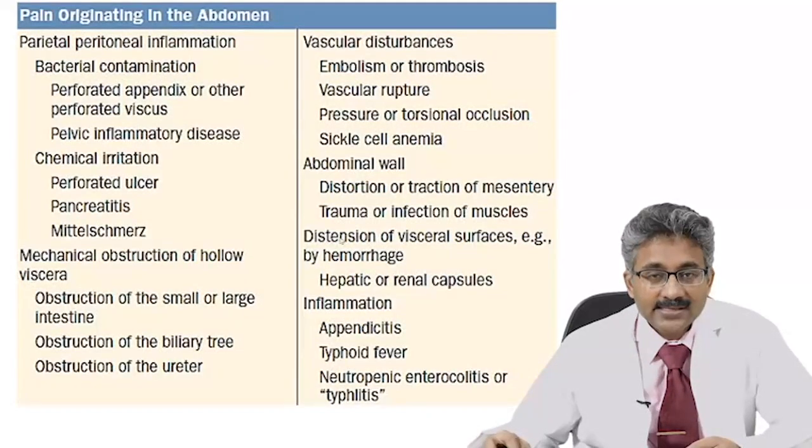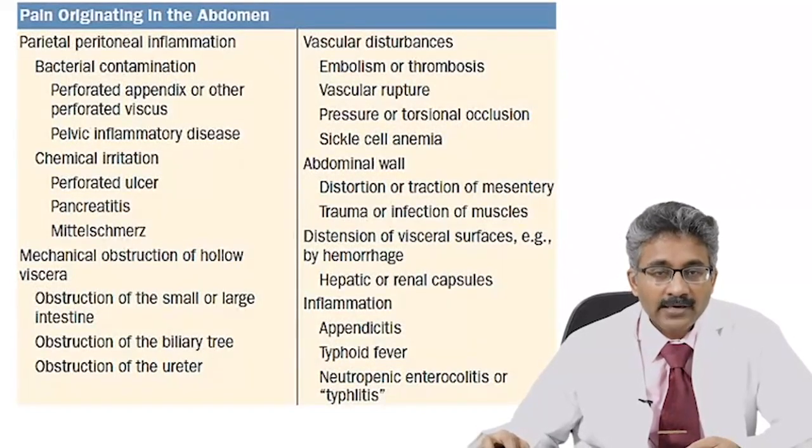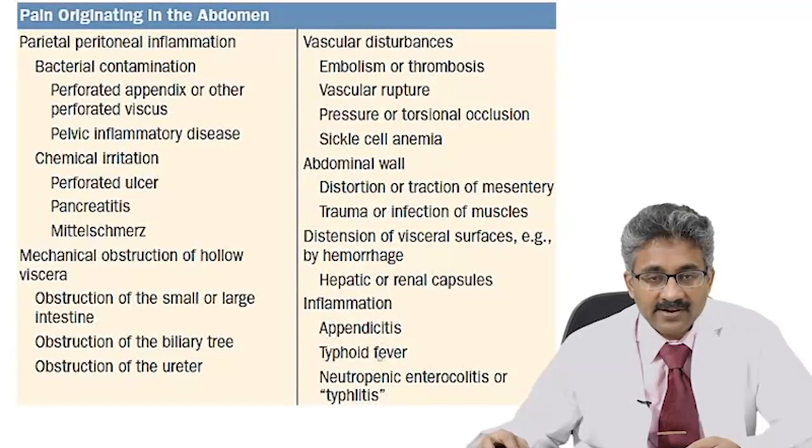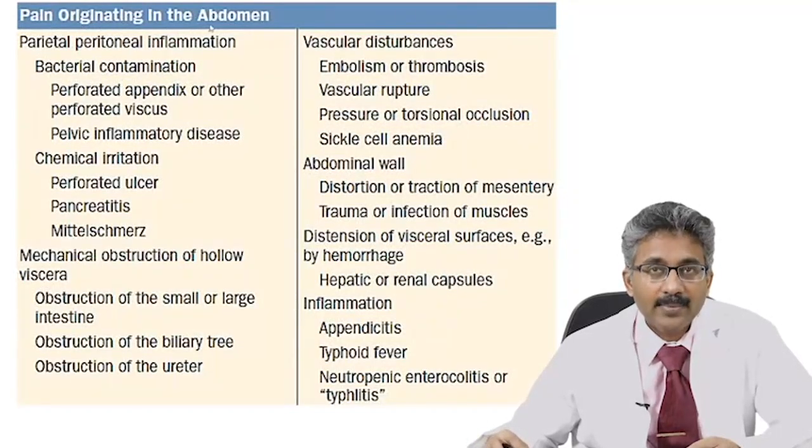So the next heading is distension of the visceral surfaces by hemorrhage. Hepatic and renal capsules will get distended due to the hemorrhage, so they can have pain. Then inflammation: appendicitis, typhoid fever, and nephritis can produce abdominal pain. So what are the headings, students? Parietal peritoneal inflammation, mechanical obstruction of the hollow viscera, vascular causes, abdominal wall, distension of visceral surfaces by hemorrhage, and inflammation. These are the causes of pain originating within the abdomen.